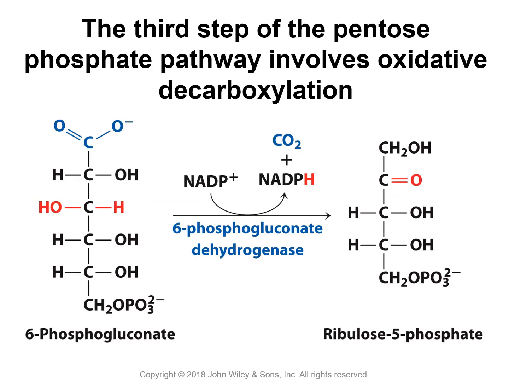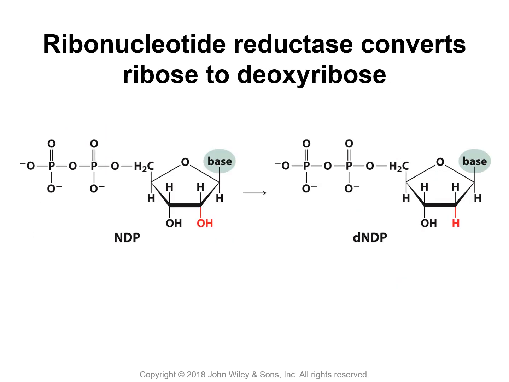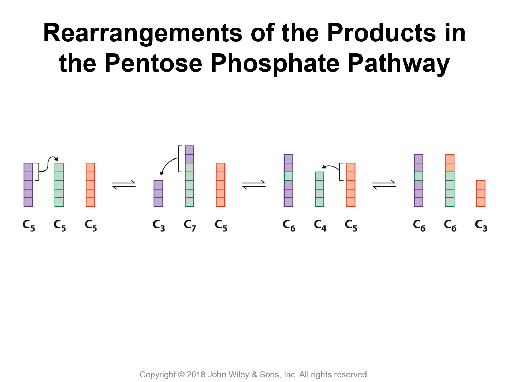The third step of the pentose phosphate pathway involves oxidative decarboxylation. So you see the 6-phosphogluconate, and then it reacts, and what you get is ribulose 5-phosphate. And then ribose 5-phosphate is a precursor of the ribose unit of the nucleotides. And ribonucleotide reductase converts ribose to deoxyribose. So that's what you're seeing here. And so you have rearrangement of those products in the pentose phosphate pathway.